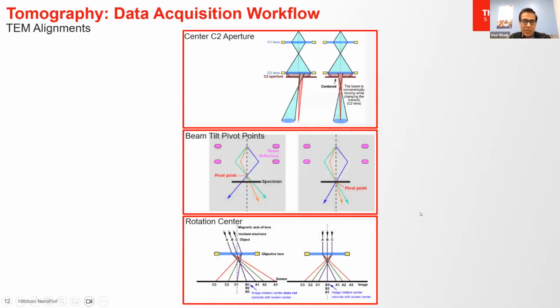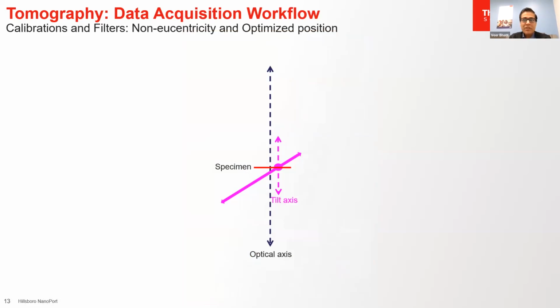Now, in terms of alignment, I won't go through these in detail unless there are questions in the Q&A session. But basically what we're trying to do is to make sure that the electron beam is aligned well with the optical axis, in addition to many other things, but that's one of the primary things that we are seeking to do here. And that ensures that our images are the best possible that we can obtain with the system.